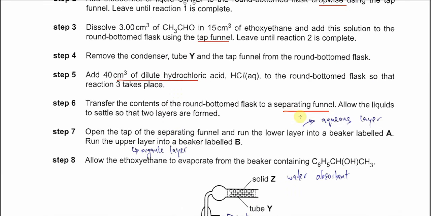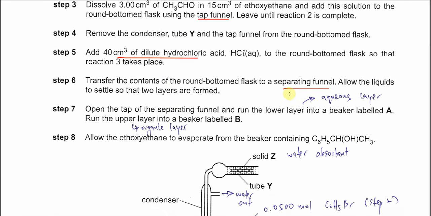Now, let's get back to this one, because the lower layer and the upper layer are mentioned. Again, the lower layer must be the aqueous layer. This aqueous layer goes into beaker A, and then the upper layer goes into beaker B. Upper layer means the epoxyethane layer.